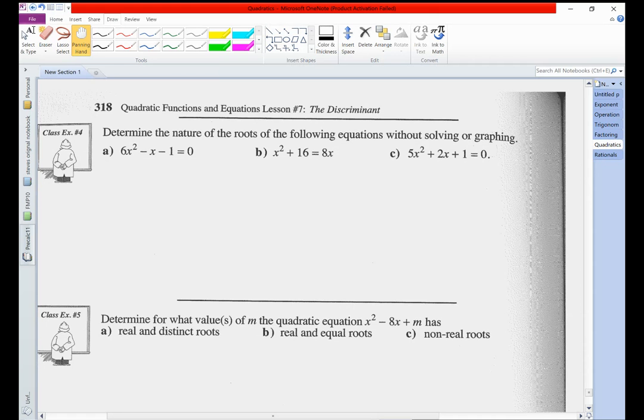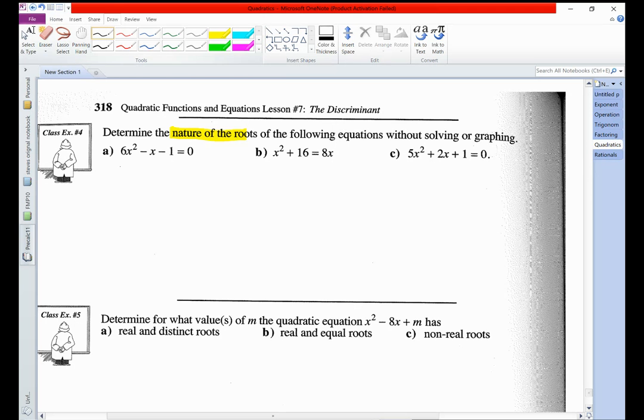So determine the nature of the roots of the following equations without solving or graphing. You just got to be careful what the question's asking. Is it asking you to determine the roots or the nature of the roots? The nature of the roots is a little bit easier to figure out, because if we're looking for the nature of the roots, we just need to know the discriminant.